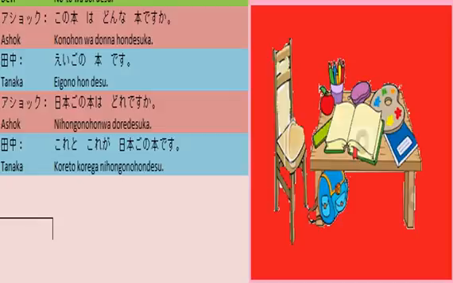Miss Tanaka responds, Kore to kore ga Nihongo no hon desu. So she is pointing her fingers on the photograph and she is trying to explain that this one and this one are Japanese language books. Clear? Now let's have a recap of the conversations again.